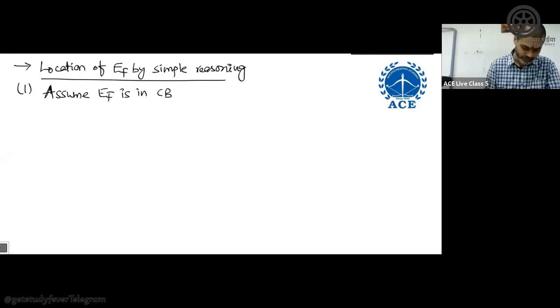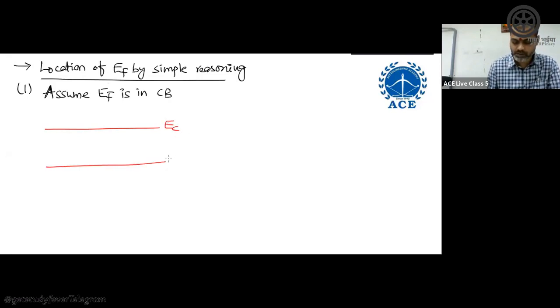Let me write, this is EC and this is EV. Then I'm assuming the Fermi energy level is located in the conduction band. Let us put it here, this is EF. And here is another important point: I'm taking T equal to 0 Kelvin.